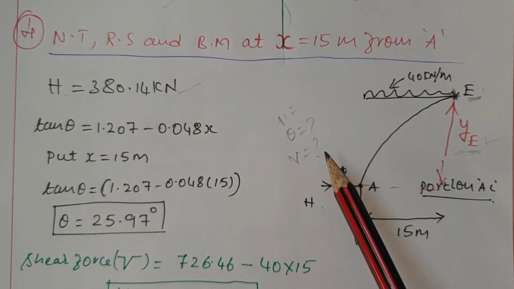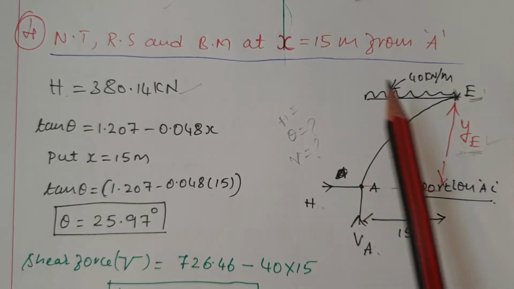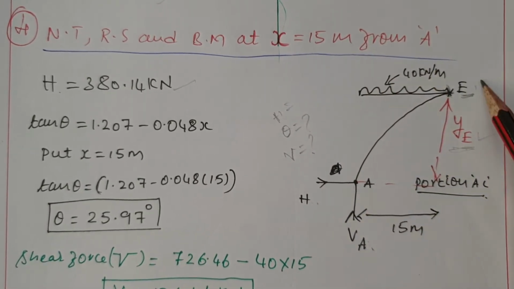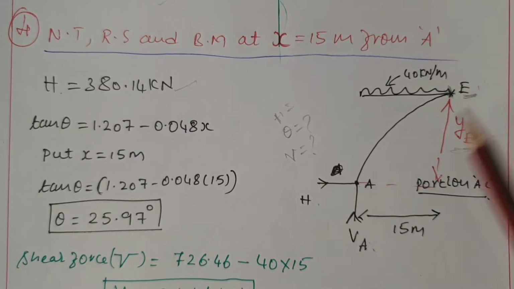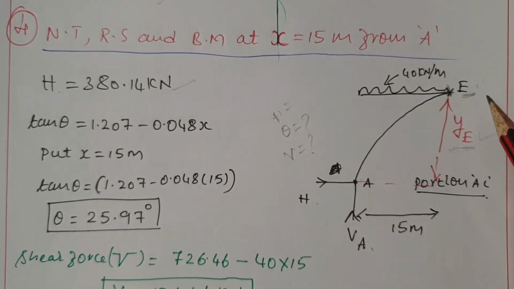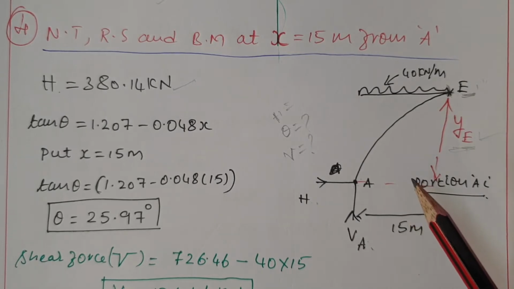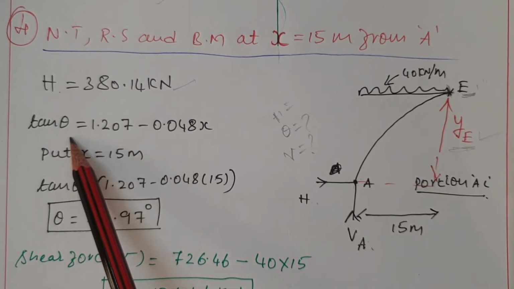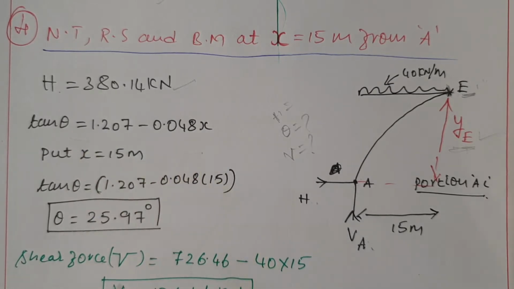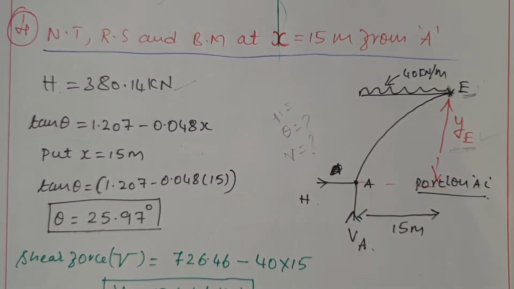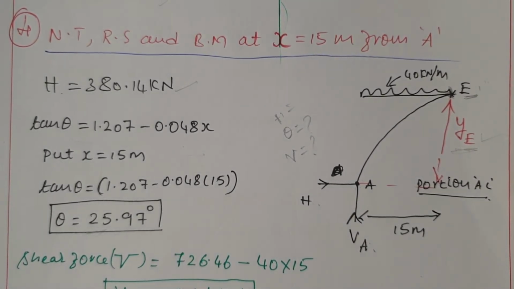H, you know the value, that is as follows. In order to calculate theta and V, we know this portion is in between A to C, so you have to consider the equation of rise for portion A to C. Then from that equation of rise we get the slope equation. In the slope equation, we substitute the x value as 15 meter. Then you can easily find the direction, or we can say the theta value, that is 25.97 degrees.